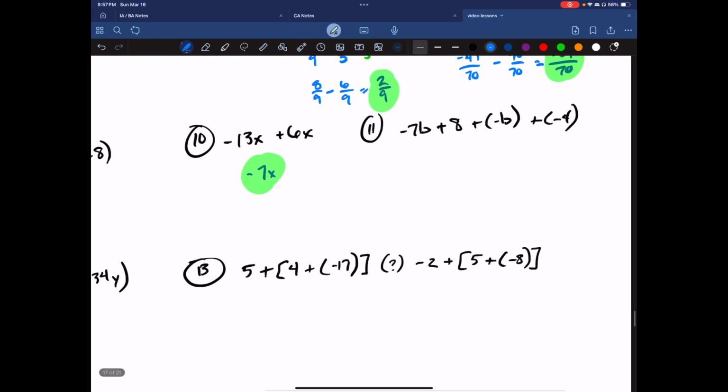Don't overcomplicate it. All right, you have a negative 7b and a negative b, so that's going to be a negative 8b. You have an 8 plus negative 4, so it's going to be 8 minus 4. It's going to be negative 8b minus, or excuse me, plus 4. 8 minus 4 is positive 4. So there you go.